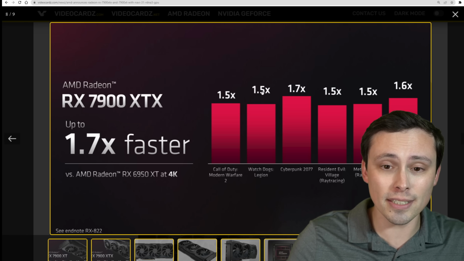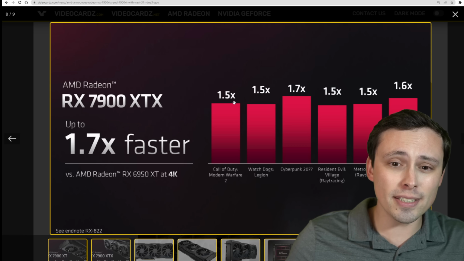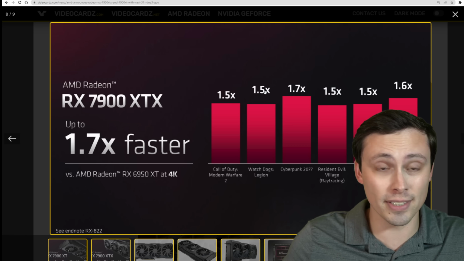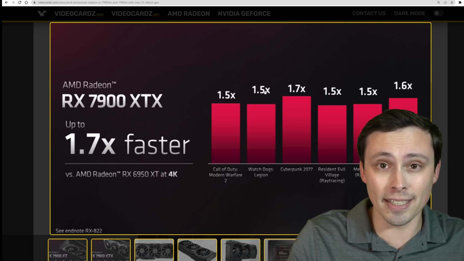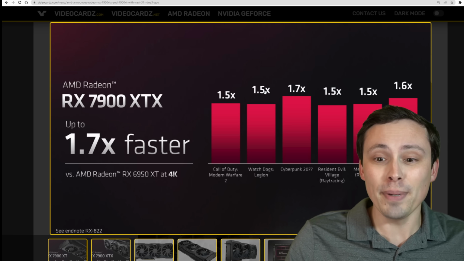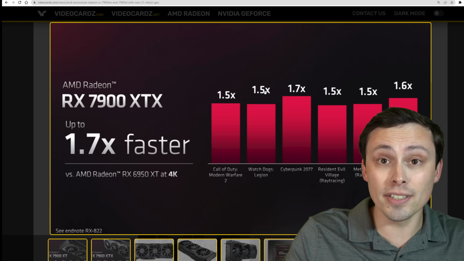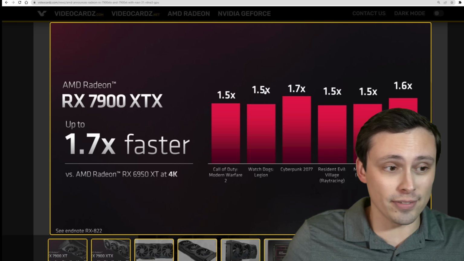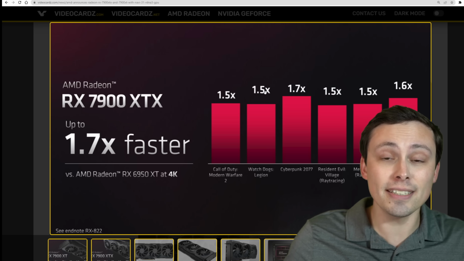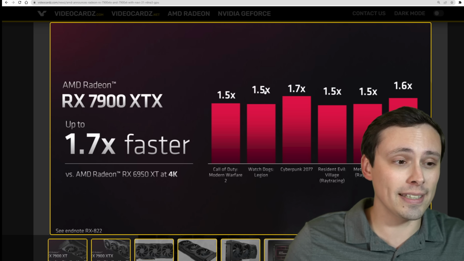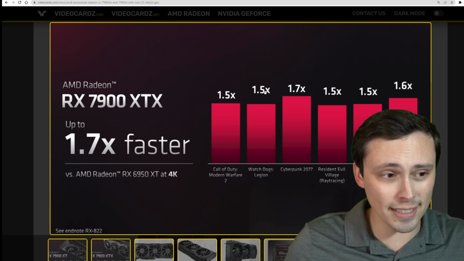Now, if you did look at the rest of their marketing slides, you did see, okay, 1.5 times faster, so 1.5 to 1.7 times faster than their 6950 XT. And if you actually run those numbers compared to, okay, the 6950 XT versus something like a 4080, well, the 4080 is not 1.5 to 1.7 times faster, so that means then the 7900 XTX, by extension, should be significantly faster than an RTX 4080.